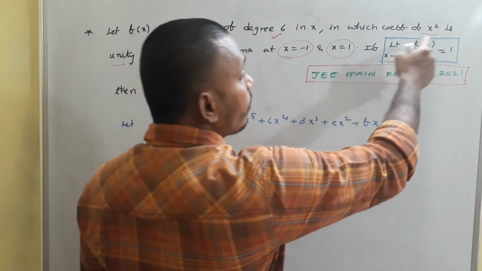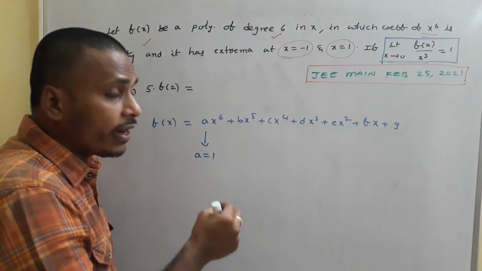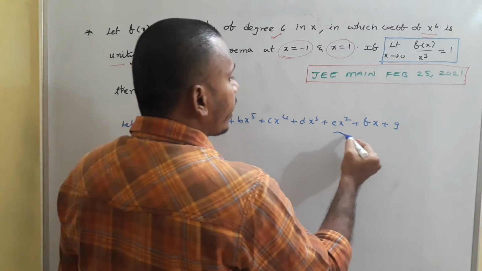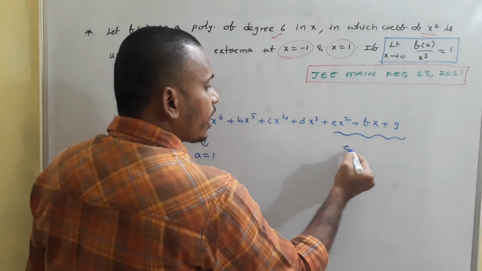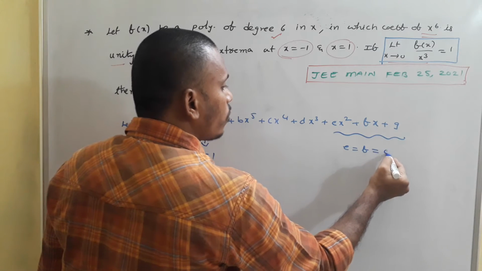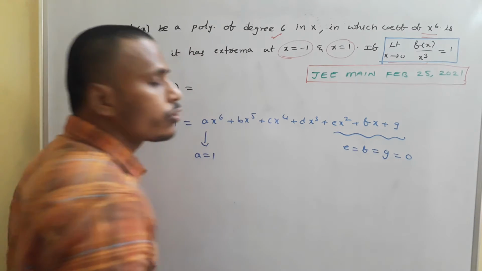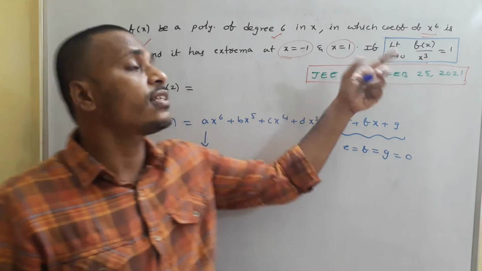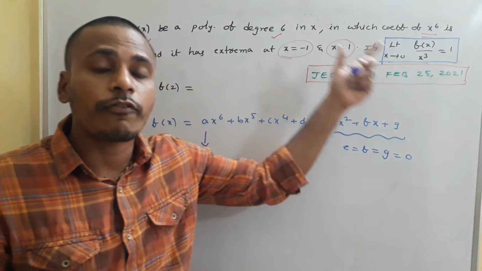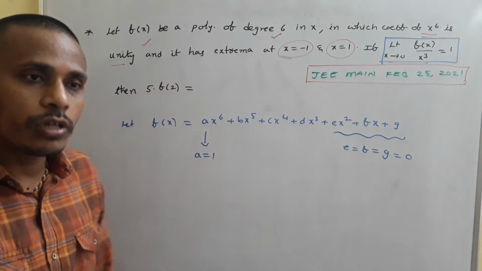But since the limit value is a constant, finite value, you need to neglect all these things. So by neglecting all these things, you need to make e is equals to 0, f is equals to 0, g is equals to 0. Otherwise, if they are not 0, then this limit is infinite, but the limit is finite, so all these values are zeros.